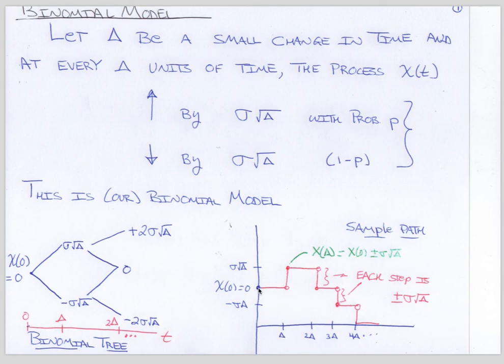At time 0, you're here. At time delta, say the end of the day, the closing price of a stock, for example, you may have gone up by sigma times square root of delta. After the second day, you go down by sigma square root of delta, so you're back where you started, x equals 0. Then at 3 delta maybe you go down, at 4 delta you go down, and so forth. So you take a step every delta time, and every step is either plus or minus sigma times square root of delta.